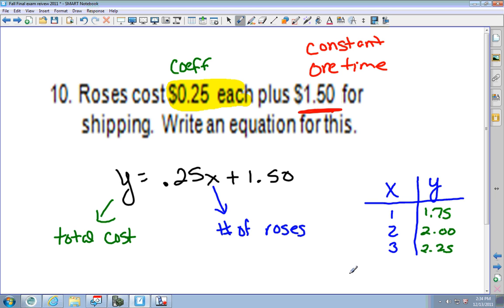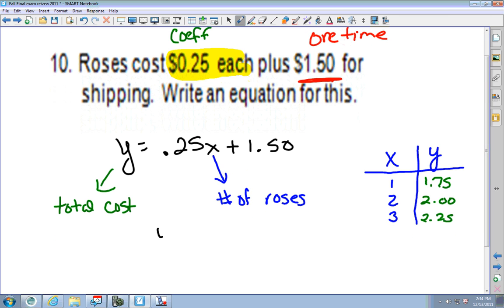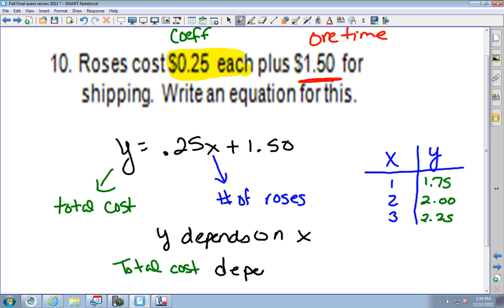Can you write a sentence using the phrase depends on? How would that look? We need to remember that you want to look at the idea that y depends on x. So in this case, we have total cost depends on the number of roses.